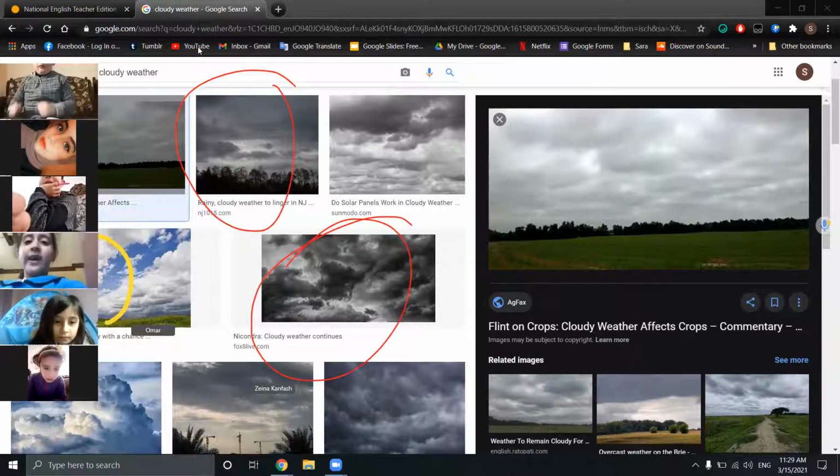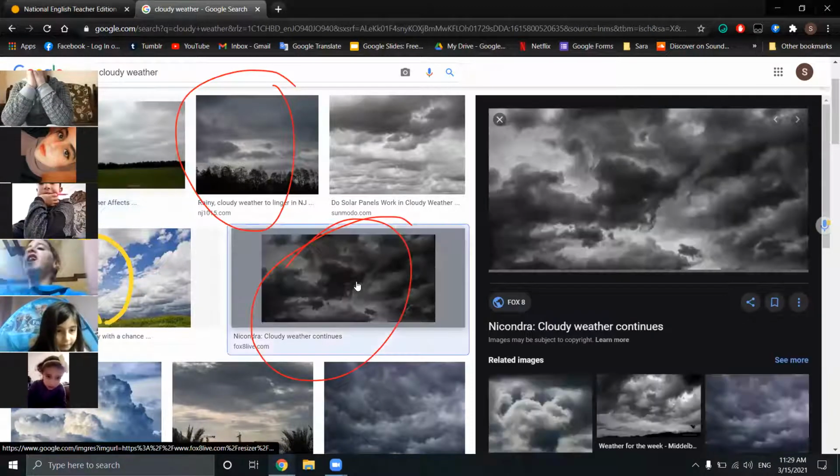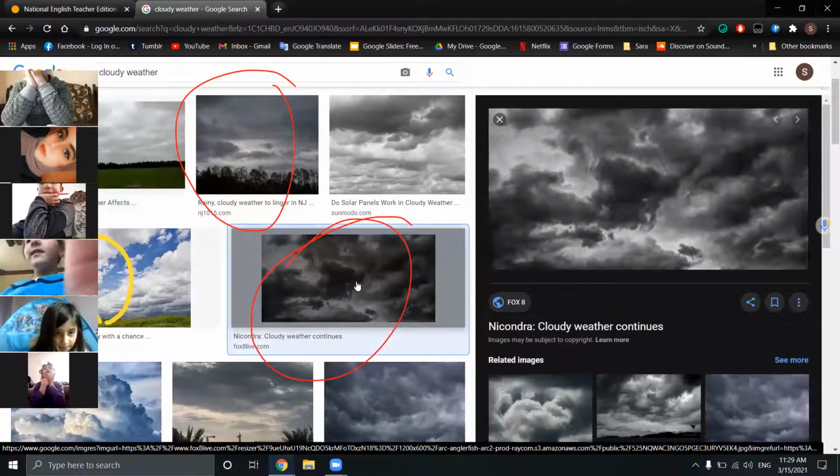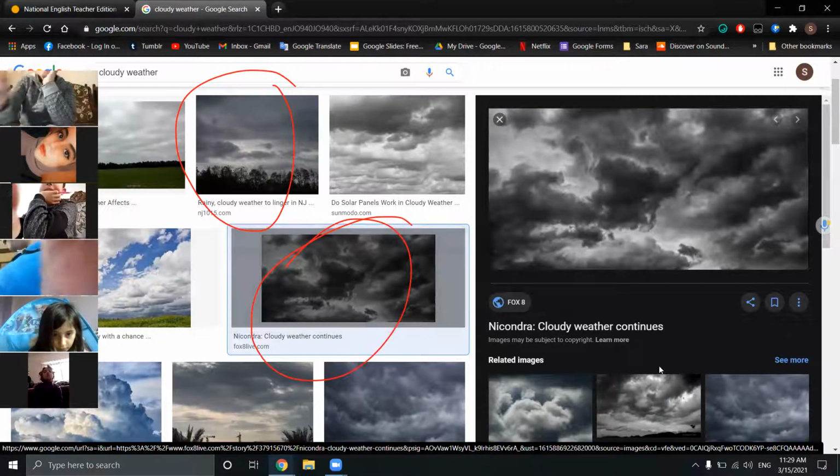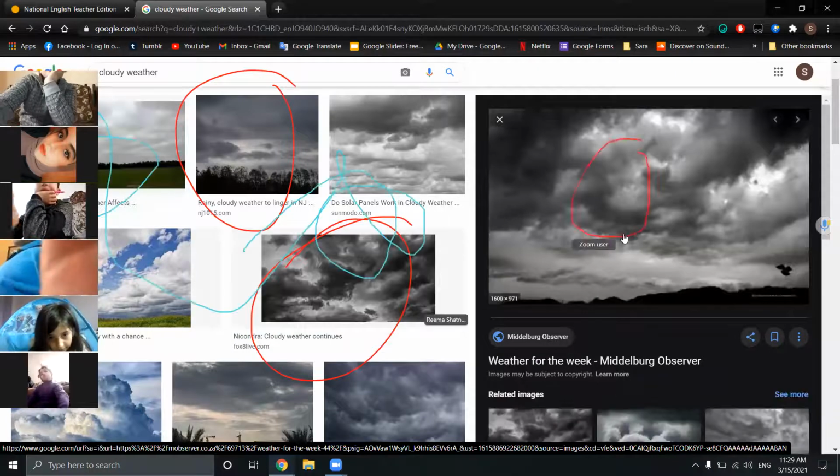When there's a lot of cloud, there is going to be rain. Yes, here it shows that the weather is going to rain.